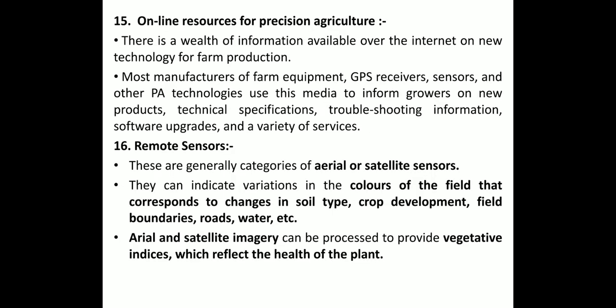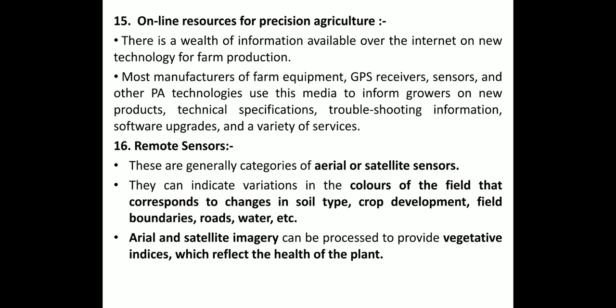Then the last one is online resources for precision agriculture, where a wealth of information is available over the internet, with the help of new technologies to record farm production, and also the manufacture of farm equipment, GPS receivers, sensors and other technologies used as media to inform growers of new products, technical specifications, troubleshooting information, and a variety of services which will be used as online resources for precision agriculture.